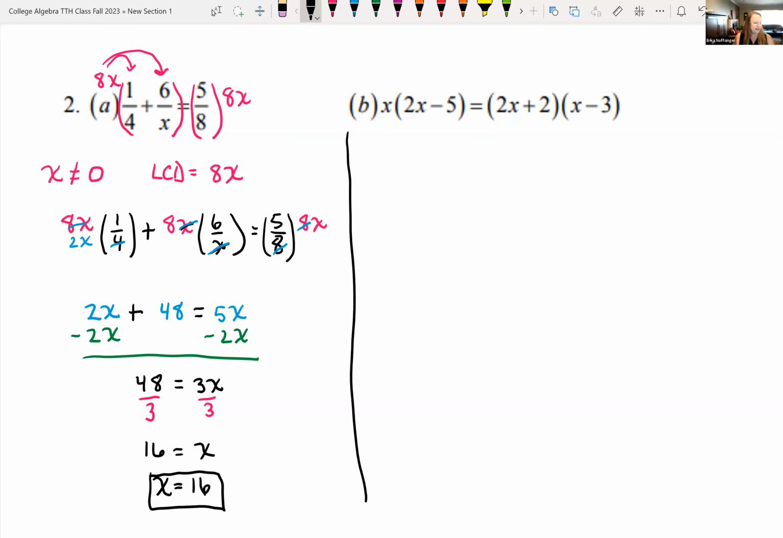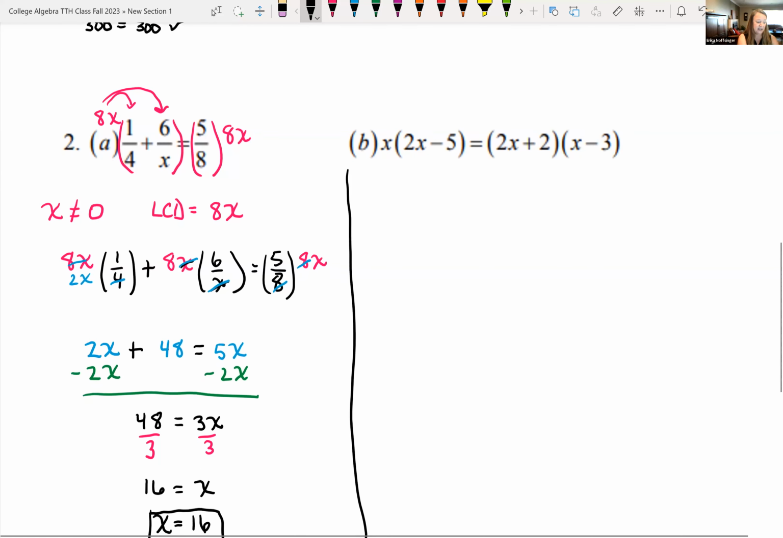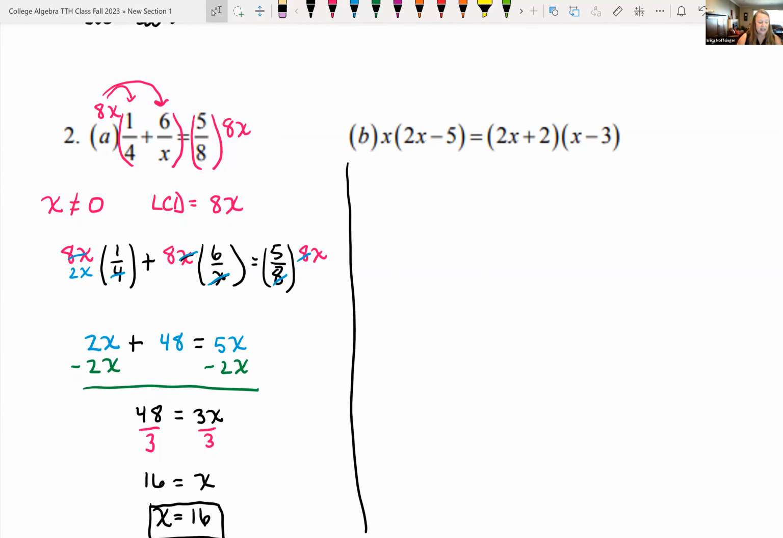And now I see that there is a question in the chat on how we got 8x as the LCD. So to find the LCD, again, what you want to do, and then what would the check look like was another question. So LCD, how we do this, you're going to look at all your denominators.